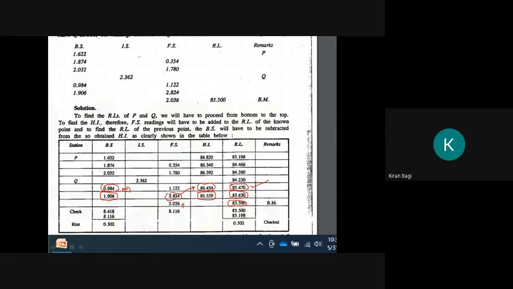Now we have to see the back side. Here we have back side. If here we have back side, it means we have to determine the height of the instrument. So how will we determine the height of the instrument? That is 85.470 plus you have to add this one, that is 1.122. Once you add it, you will get the height of the instrument.